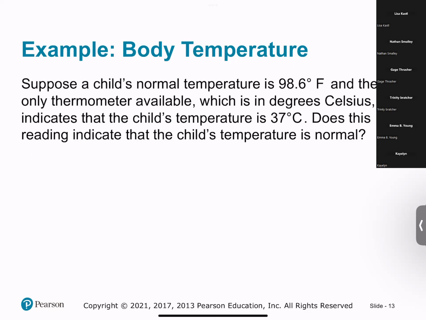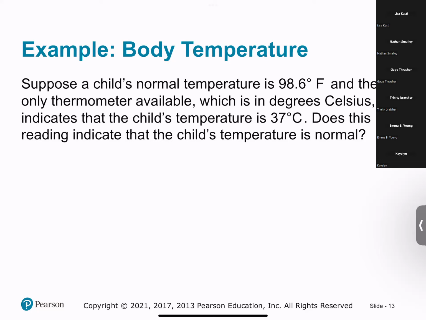Okay, so let's take this example a bit further. Suppose a child's normal temperature is 98.6 degrees Fahrenheit, and the only thermometer available, which is in degrees Celsius, indicates that the child's temperature is 37 degrees. Does this reading indicate that the child's temperature is normal? So if I have the input degrees Celsius, can I determine the output degrees Fahrenheit? And the answer is yes, as long as I know the relationship between those two variables.